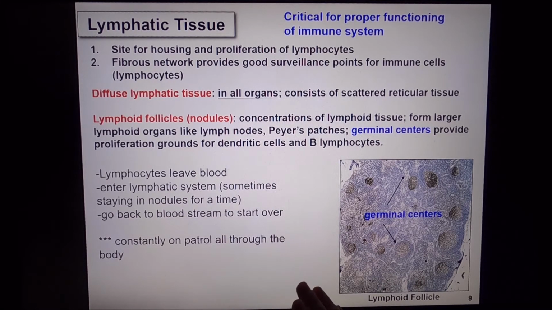You've got to think about all of these lymphatic cells, like B lymphocytes, T lymphocytes, what have you, as being on patrol. They're looking for pathogens they can deal with. So they're constantly moving through your tissues, moving through your bloodstream, moving through your lymphatic system. Very important.